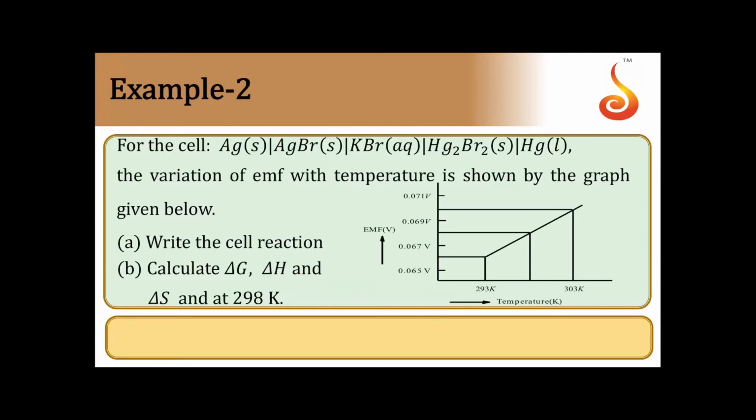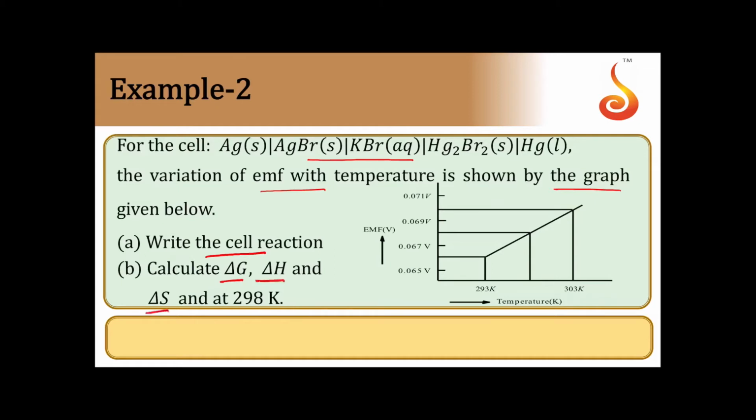Example 2. For the cell, so they gave us a cell. The variation of EMF with temperature is shown by the graph. Variation of EMF with temperature is given, but in the form of a graph. We need to find out the cell reaction as well as delta H, delta G, delta S. All thermodynamic parameters we have to calculate.